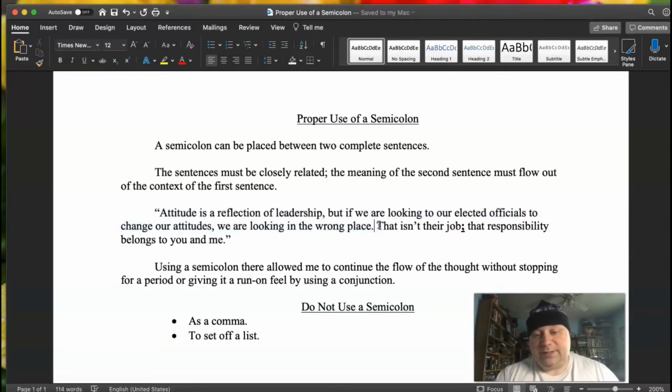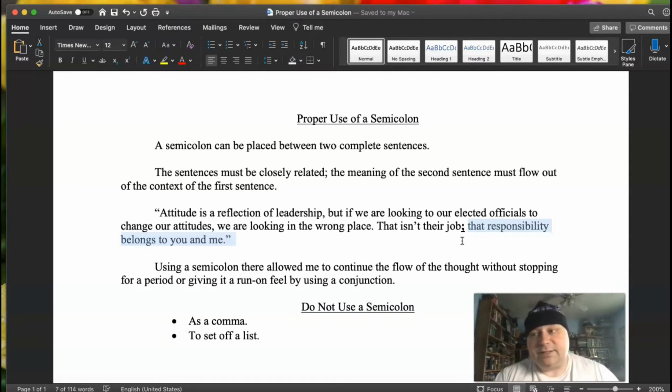However, I come to this sentence. That isn't their job. That responsibility belongs to you and me. Okay? This is a complete sentence. That isn't their job. It's got a subject. It's got a verb. Expresses a complete thought. This is a complete sentence. That responsibility belongs to you and me. Subject, verb, complete thought.